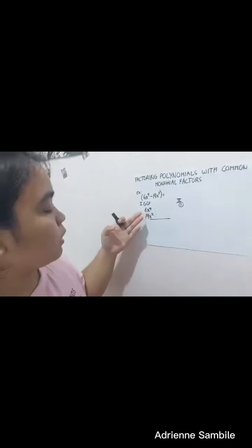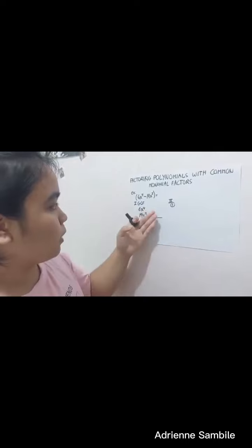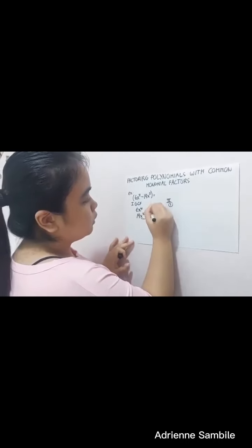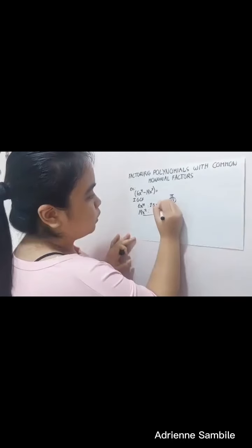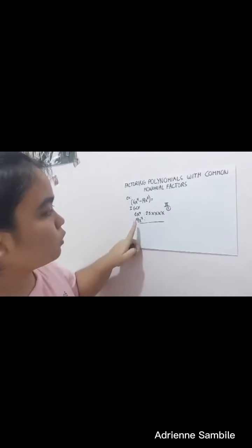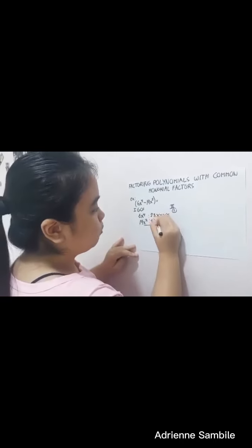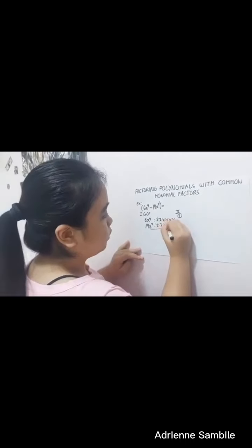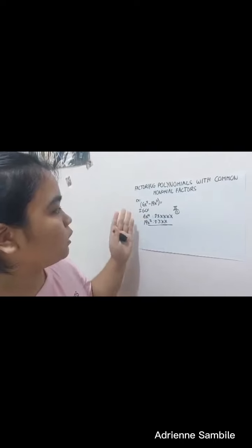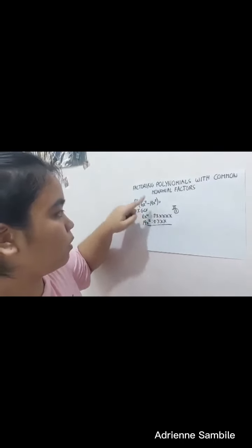So, to find the GCF, we need to know the prime factors of the two. So, 2 times 3 times x times x times x times x. And here in 14x squared, it is 2 times 7 times x times x. So, to find the GCF, we need to circle the same prime factors.